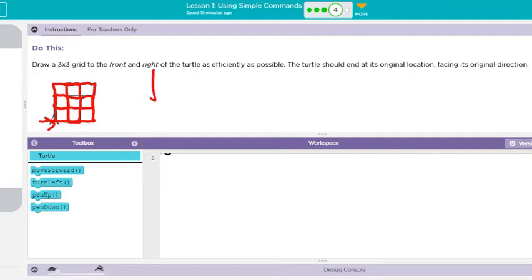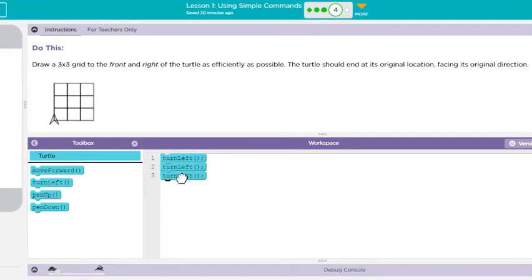I will then have to make my turtle facing the correct direction. Right now my turtle is facing down and I need it to eventually be facing up, which means that I'm going to need to have it turn to the left and then to the left again. So that would be 2 lefts to make that happen. All right, let's see if we can do this together. So first we're going to start by turning left 3 spaces.